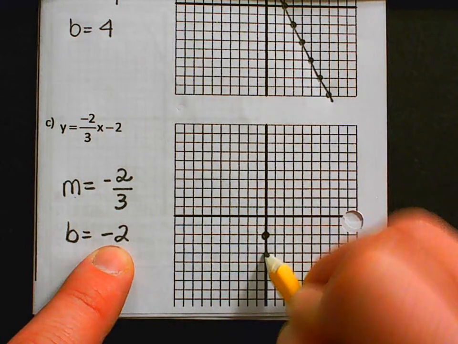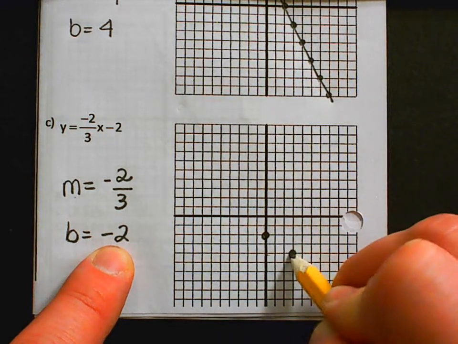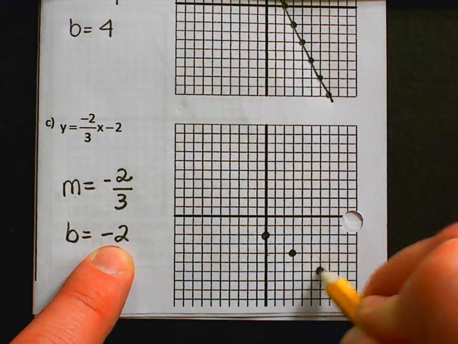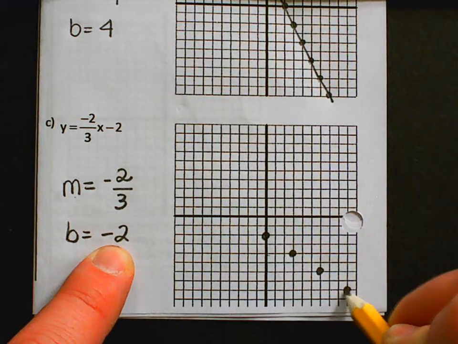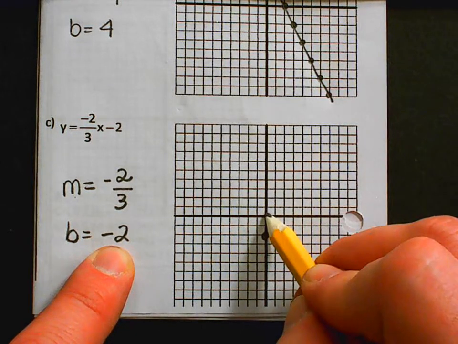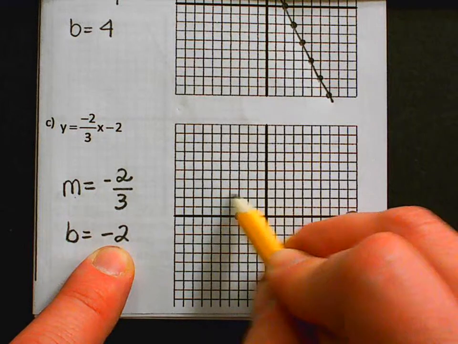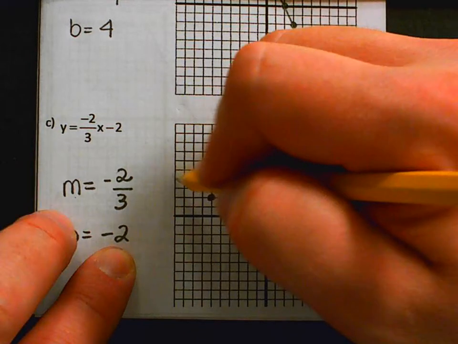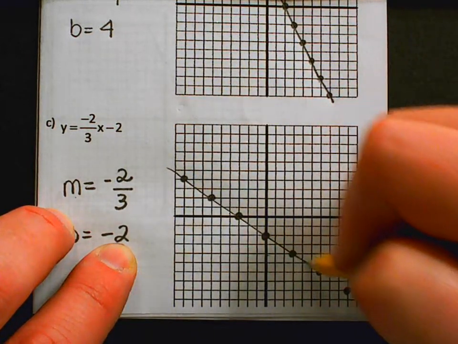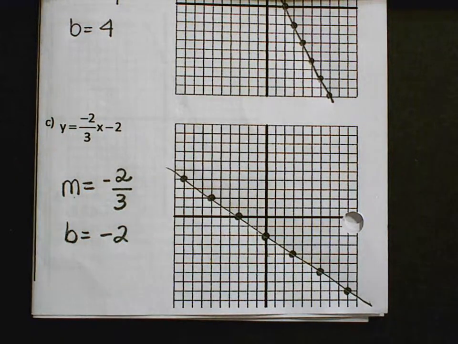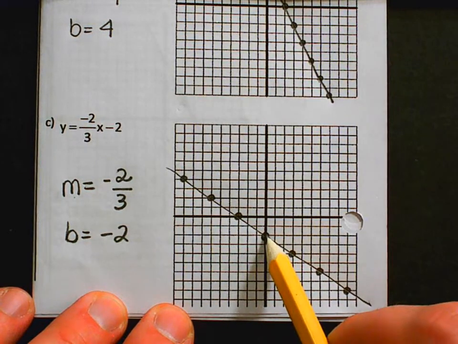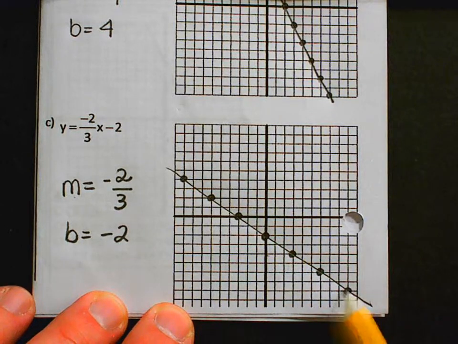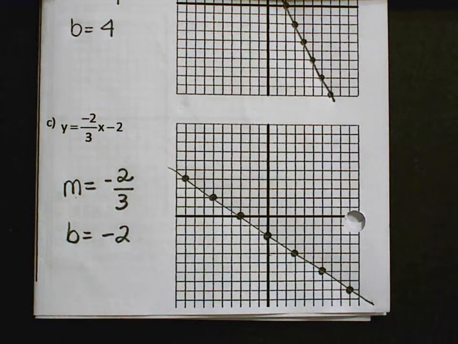From there, we're going to go down 2 over 3, down 2 over 3, down 2 over 3. And then backwards, up 2 over 3, up 2 over 3, up 2 over 3. With that, we connect the dots, and there we go, we have our line. Notice that the line started at negative 2 and went down 2 over 3 each time. Alright, very well. Let's continue on to the next problem.